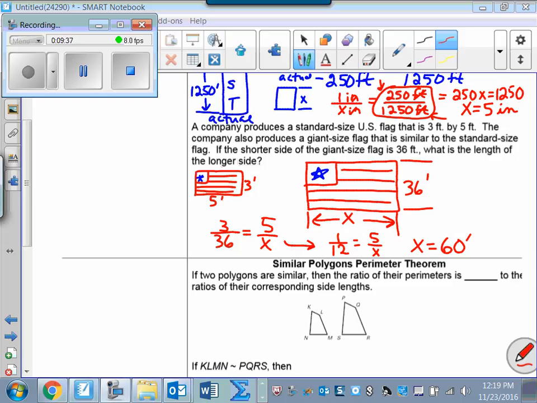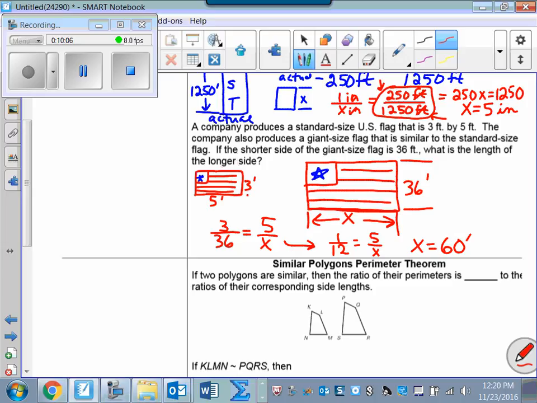Okay, let's see how you did. We drew our 2 flags. We know that the standard size is 3 by 5, 3 feet by 5 feet. All right, and the giant size flag, the shorter side is 36 feet, so clearly this is the side and I'm trying to find the length of the longer side, so we're going to call it x. All right, so now all that's left to do, guys, you got to have a picture. It makes this so much easier.